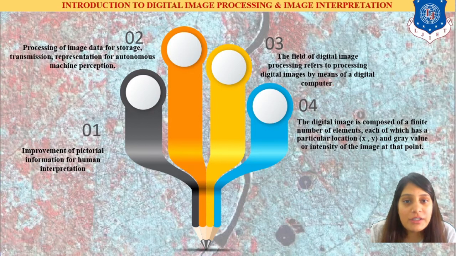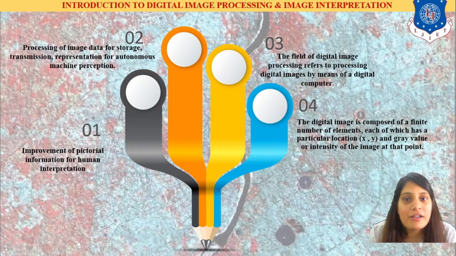Similarly, digital image processing means digitally we are doing the process, applying the techniques on the satellite image by means of computer and software. Third, the field of digital image processing refers to processing digital images by means of computer and by means of various software. And lastly, we all know, what is a digital image?